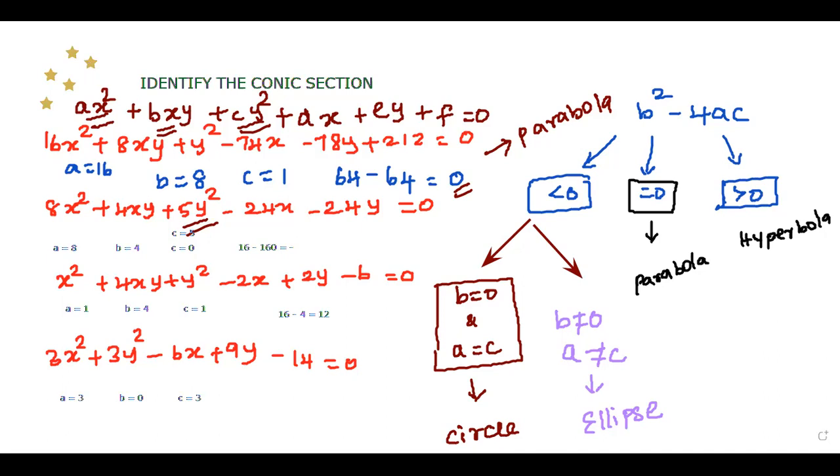Okay. So these are all about identifying the conic sections. Have you noted it down? Shall I erase it? Or else you can take a screenshot. I screenshotted the diagram. Okay.